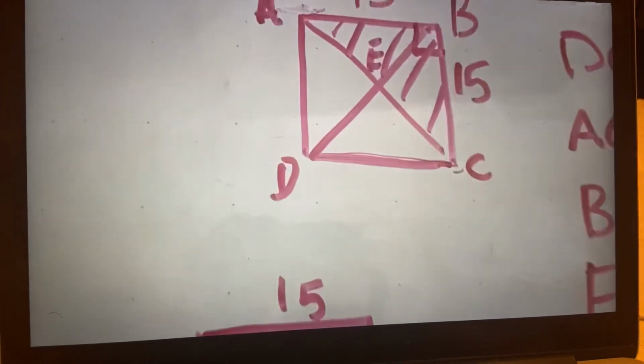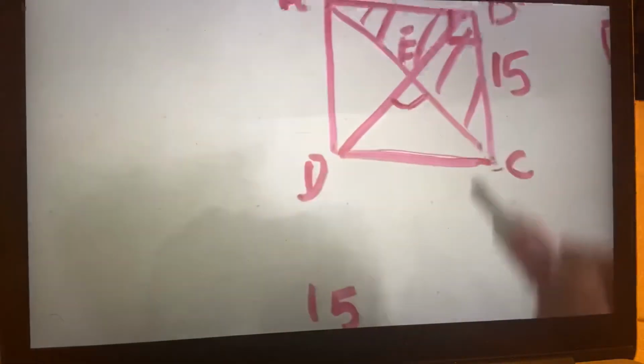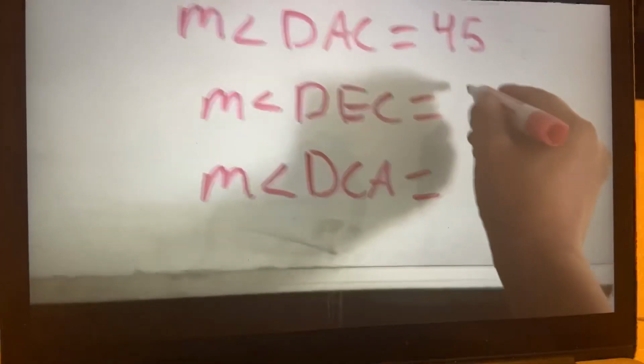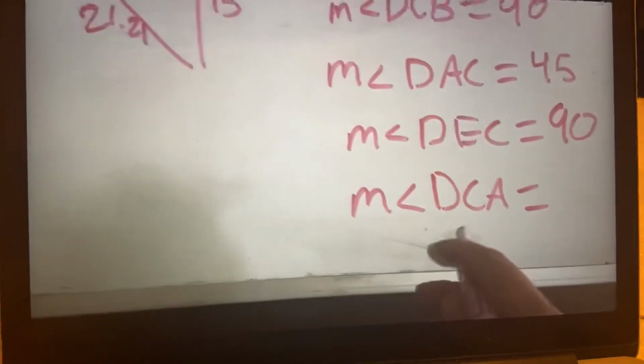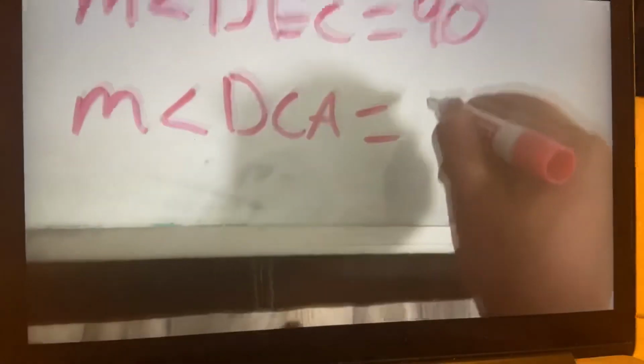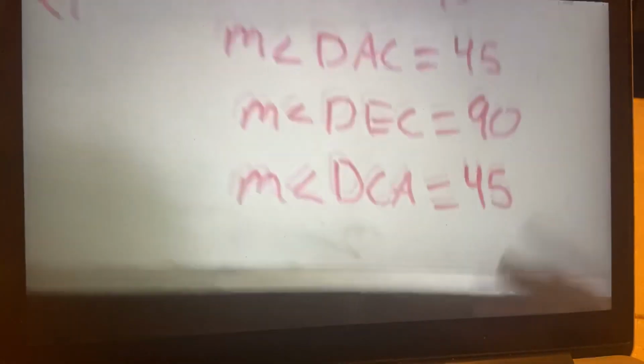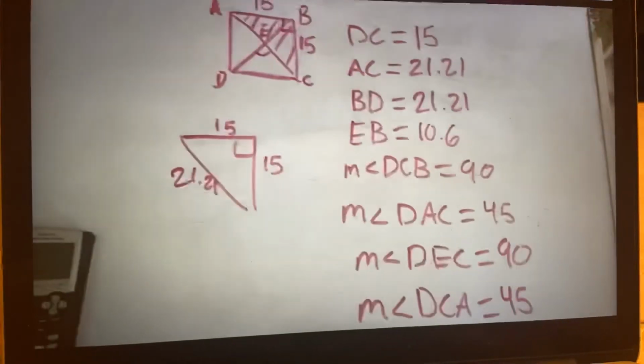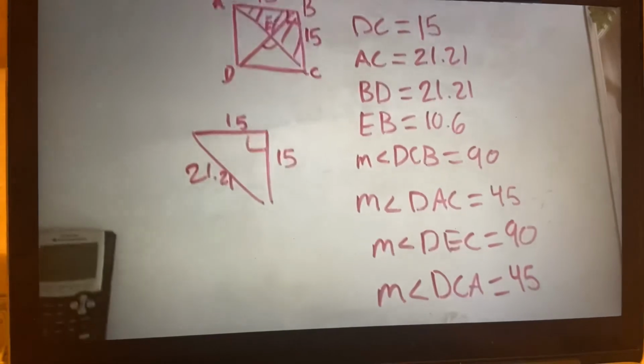DEC, similar to the rhombus, the diagonals are perpendicular. What is this again? It's another 90-degree angle. Now DCA, again the diagonals bisect the angles, so this is again 45 degrees.